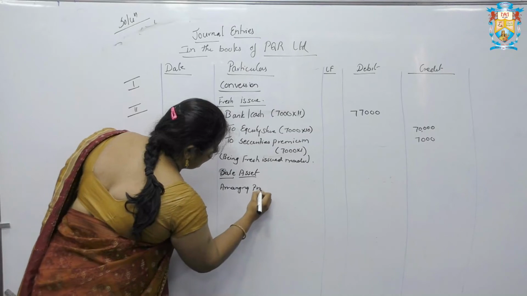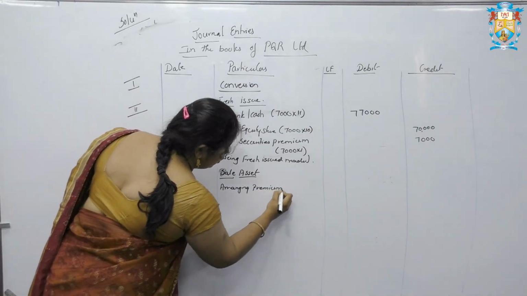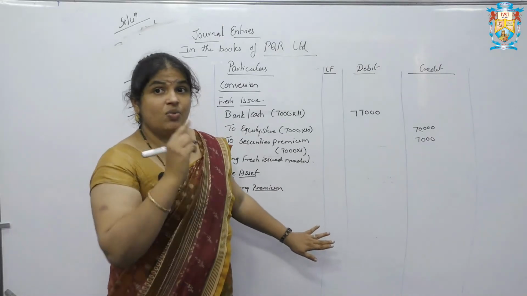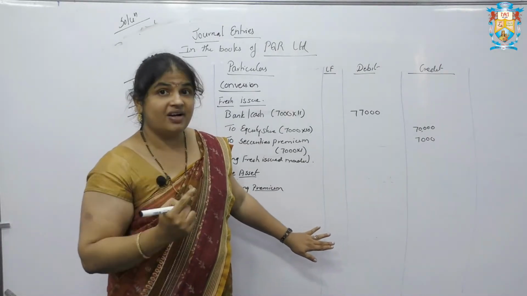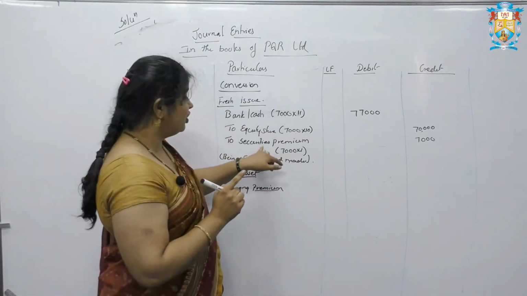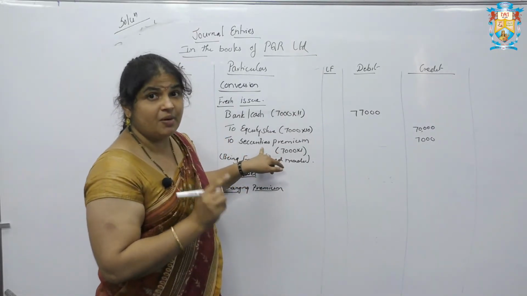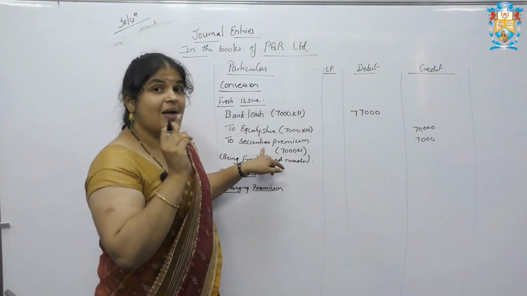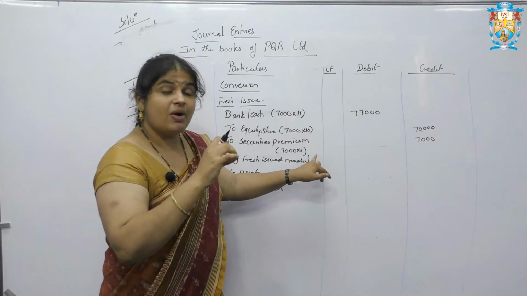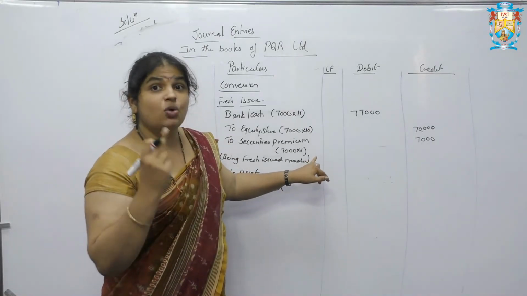Arranging premium amount. See the working note. So from which account have we arranged the money? One is external arrangement, the other one is internal arrangement. In the time of external arrangement, I have withdrawn the money from my securities premium. Whatever money was collected at the time of fresh issue was credited to securities premium account. Now I am withdrawing money from my securities premium account.